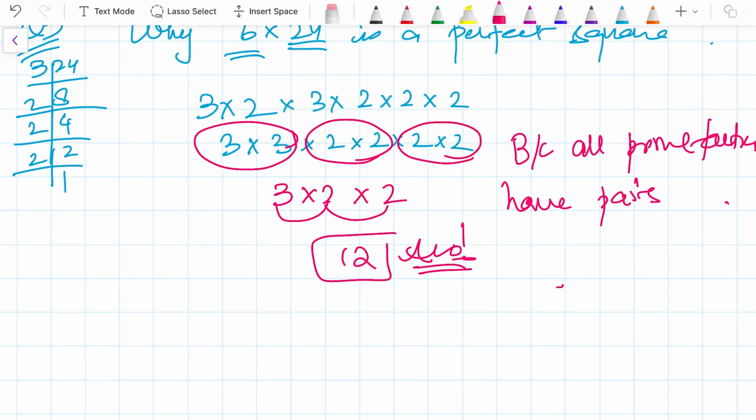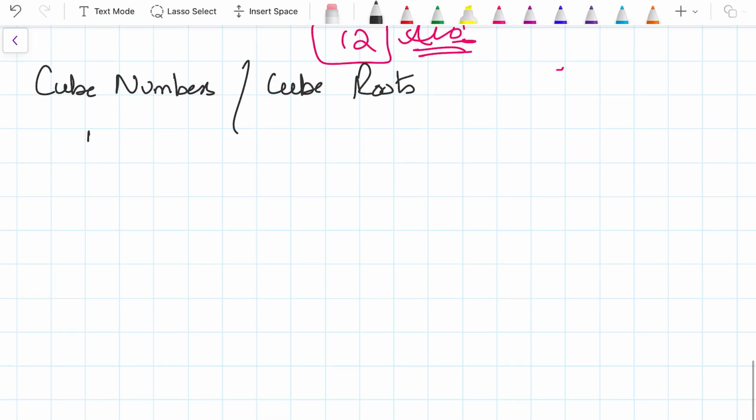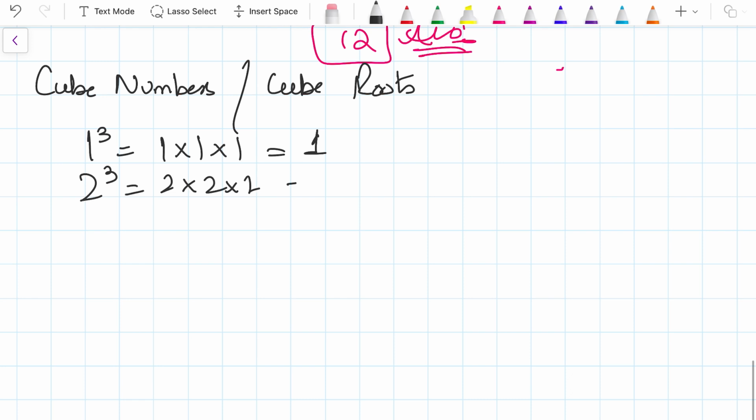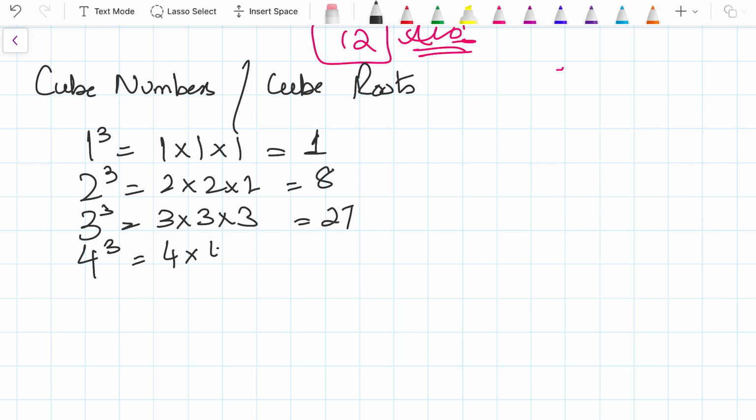Now let's move on to cube roots and cube numbers. Let's do the cube roots now. 1 cube is 1 into 1 into 1. 2 cube is 2 into 2 into 2. So we are multiplying each number thrice. 3 into 3 into 3. 4 into 4 into 4.